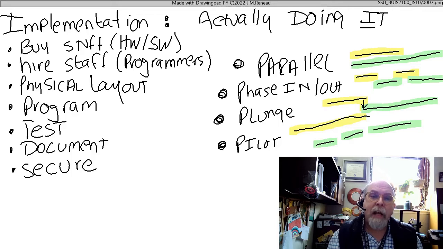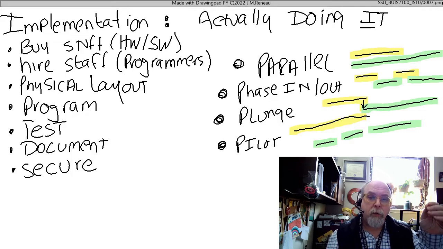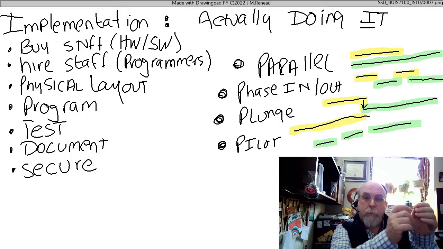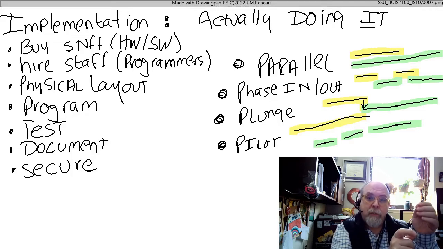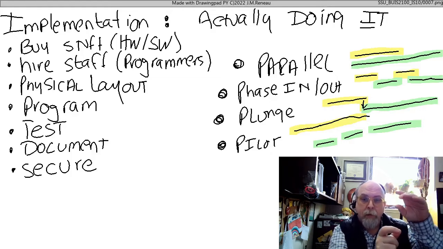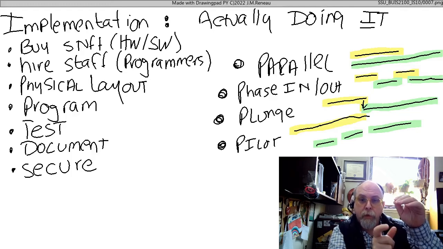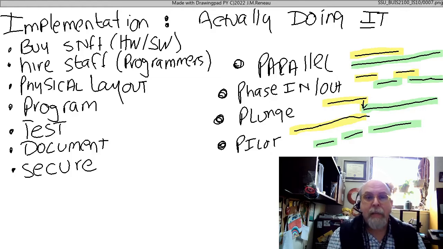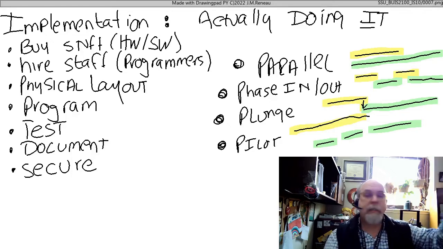There's the phase in and out, where we use the old system and then we replace part of the old system with the new system. So we're using mostly old and a little new, and then we switch another part of the old system to new. So we're using a little bit more new and a little bit less old, and we phase the old system out and the new system in. There's the plunge. And the plunge literally is one day you say, old system is gone, new system is live. There we go.